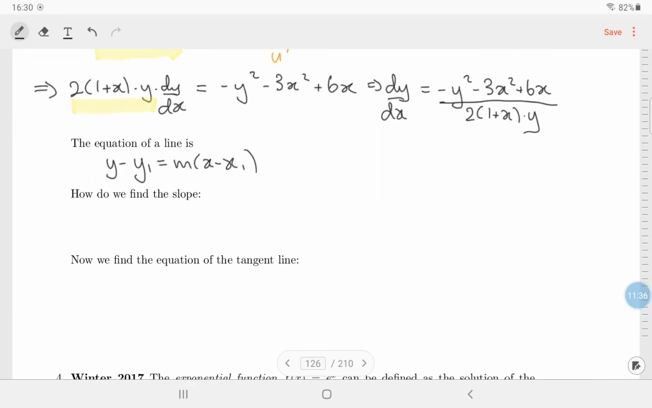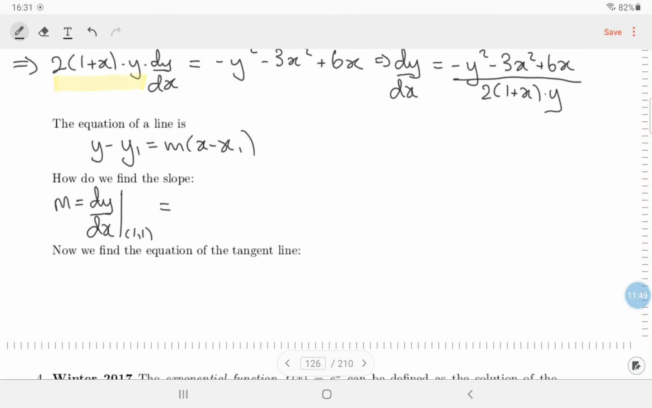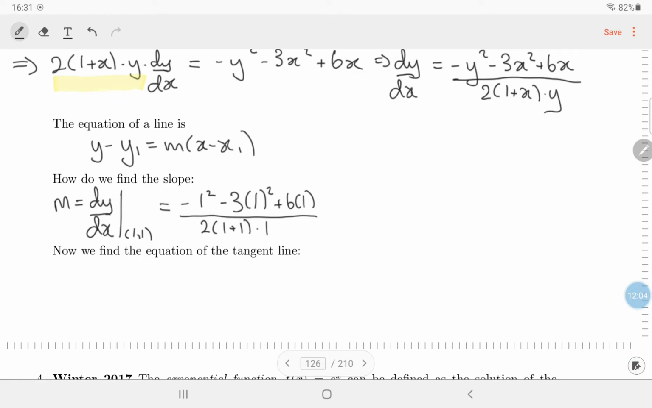What we have to do is find the slope. And the slope all day long is the derivative. We're interested in this at x equal to 1, y equal to 1. So what we have to do is substitute x equal to 1, y equal to 1 into the derivative. So we'll get minus 1 squared minus 3 by 1 squared plus 6 times 1 all over 2 times 1 plus 1 times 1. So this will have to be positive.